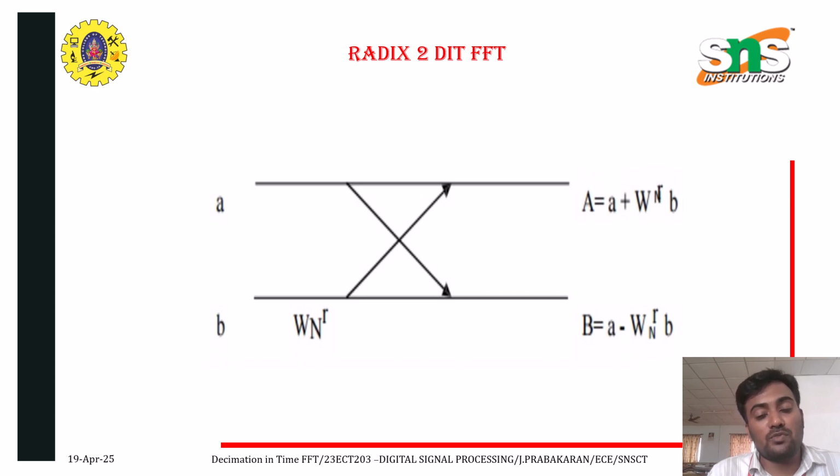The output of the upper part is represented by capital A, and the output of the lower part is represented by capital B. The formula for the upper output is A equals the first input plus the second input multiplied with the twiddle factor. The formula for the lower output is the first input minus the second input multiplied with the twiddle factor. The first input is small a, the second input is small b, and the twiddle factor is W suffix N prefix r.